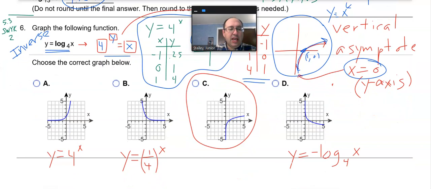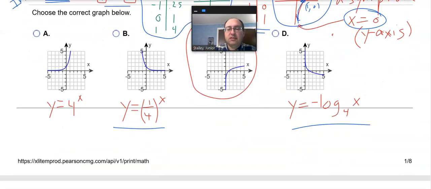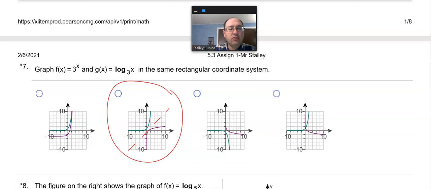Your other choices: A, that's your exponential growth. B, that's actually exponential decay. I wrote that equation, y equals 1/4 to the x. And over here, D is weird. That's a -1 being multiplied times the log function. We won't get into that one, but that's what happens when you do it. It flips over like that across the x-axis because you're changing the y values.